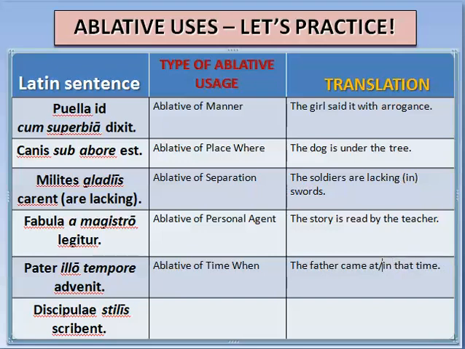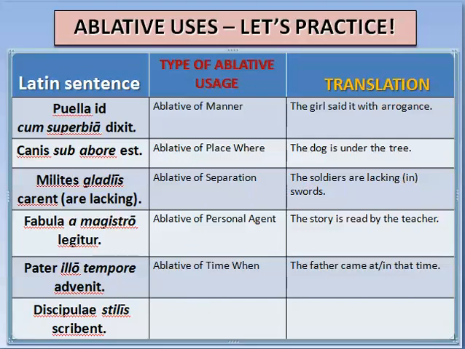Okay, so last but not least, discipulae stilis scribent. This is probably the most common ablative use that you'll find, and it's called ablative of means. Don't confuse it with manner. Ablative of manner is how you're doing something. Ablative of means is what you're doing it with, what object or sometimes what mood or behavior or something like that you're doing something with.